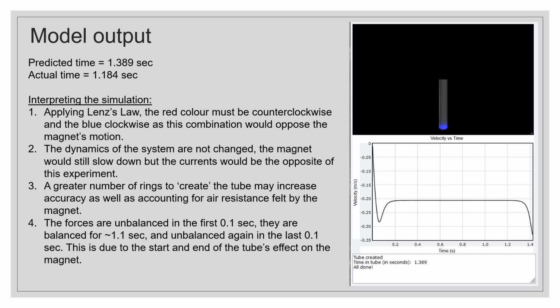To increase accuracy, use a greater number of rings to create the tube, as well as account for air resistance felt by the magnet. And as for the shape of the graph, the forces are unbalanced in the first 0.1 seconds, and then they are balanced for about 1.1 seconds and unbalanced again in the last 0.1 seconds. This is likely due to the start and end of the tube's effect on the magnet.